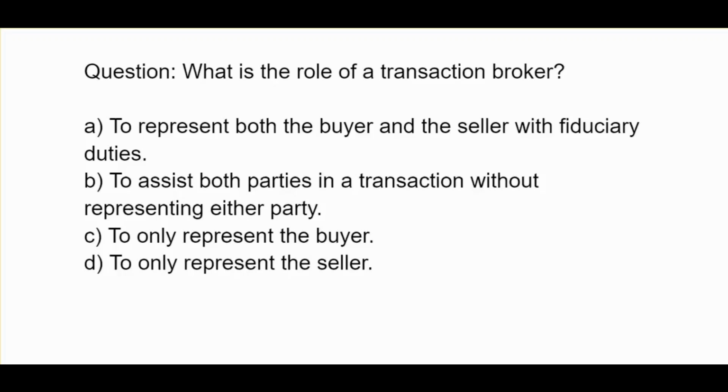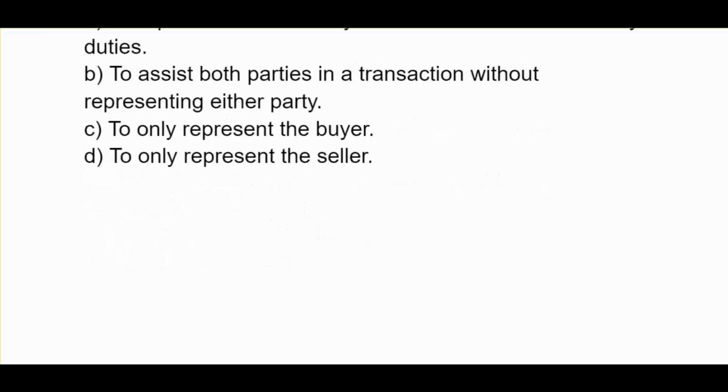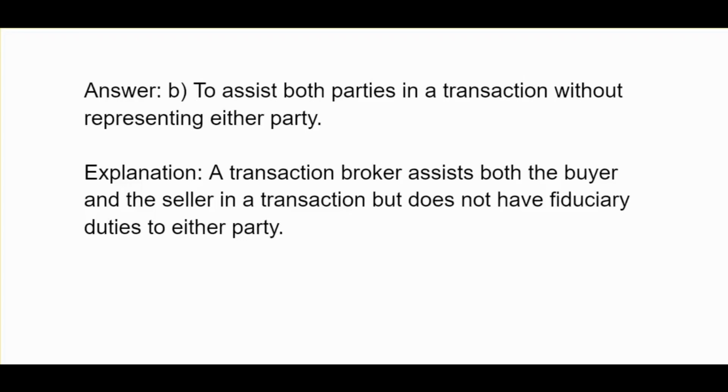What is the role of a transaction broker? A, to represent both the buyer and the seller with fiduciary duties. B, to assist both parties in a transaction without representing either party. C, to only represent the buyer. D, to only represent the seller. B, to assist both parties in a transaction without representing either party. A transaction broker assists both the buyer and the seller in a transaction, but does not have fiduciary duties to either party.